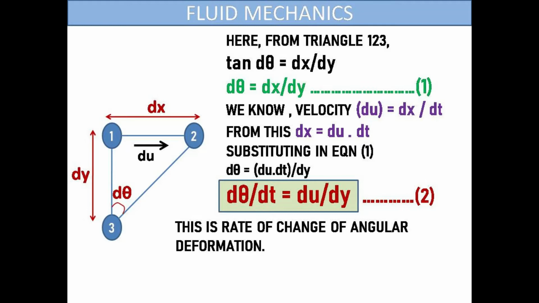Substituting this value in equation 1, we get d theta is equal to du times dt by dy. By rearranging the terms, we get d theta by dt is equal to du by dy. This is our equation 2. This is the equation for rate of change of angular deformation.